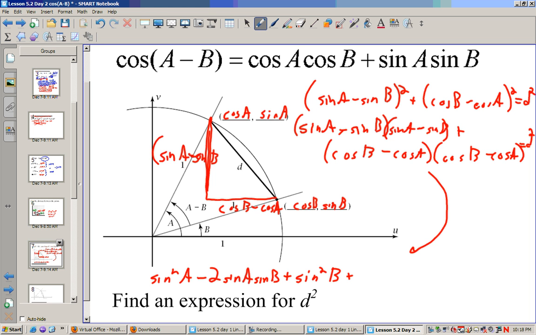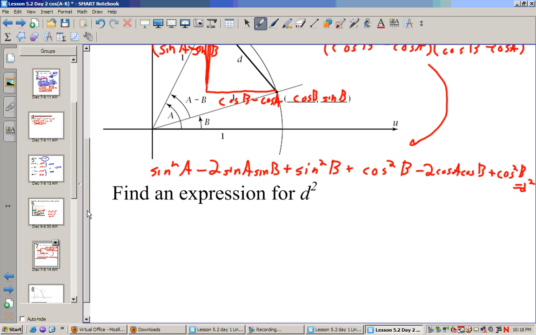And now when I deal with my cosines, cosine B times cosine B is cosine squared B. The inside is cosine A cosine B. The outside is negative cosine A cosine B, so that's negative 2 cosine A cosine B. And negative cosine times negative cosine is going to be positive cosine squared B. And remember, this is all equal to D squared.